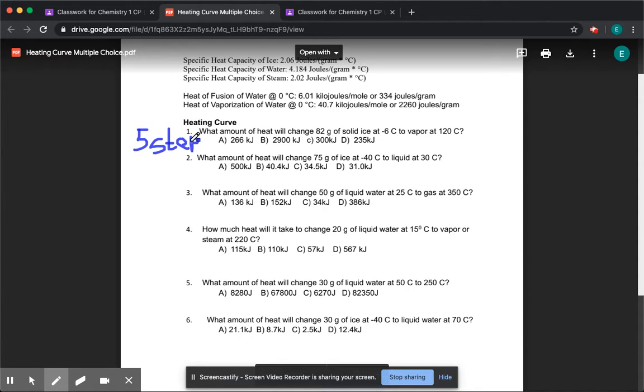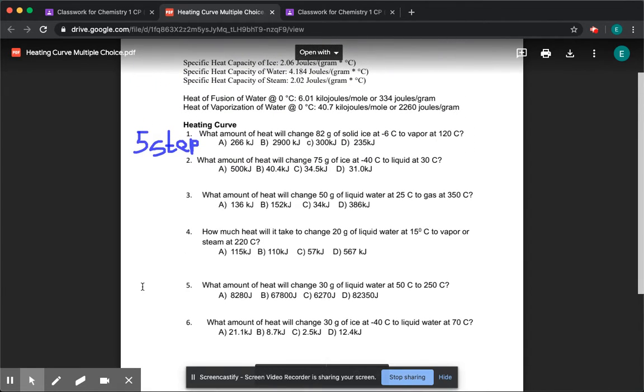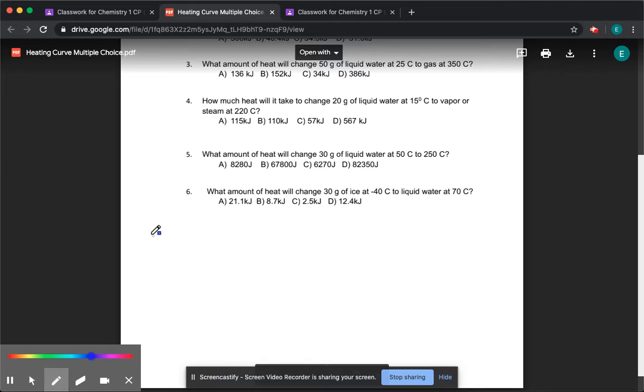So we have to use the Q equation 5 times. The first one, I'm just going to write them all up. Remember the equation, I'm going to put it here: Q is equal to M times C times the triangle T. Mass times specific heat capacity times change in temperature.